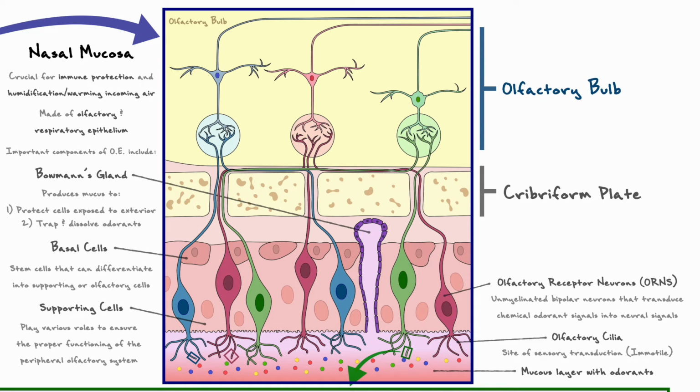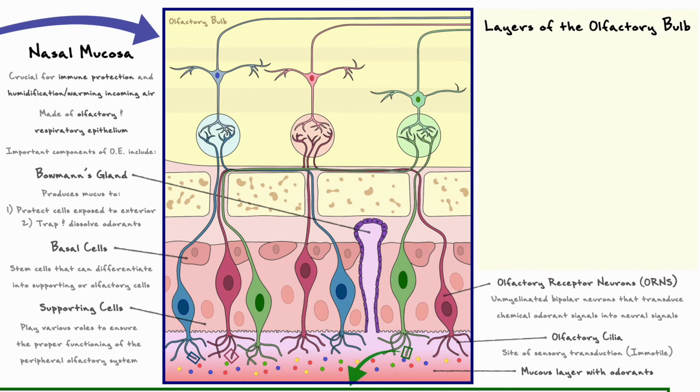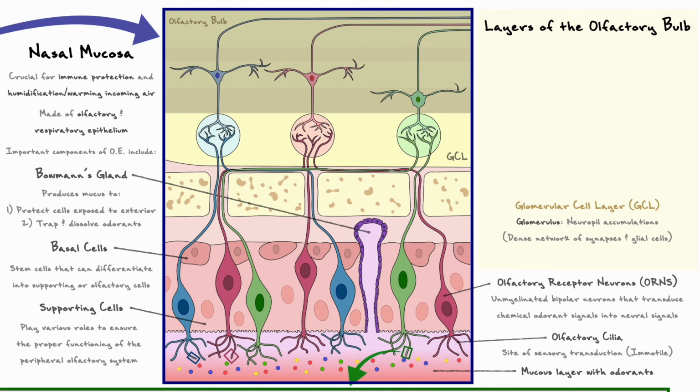It turns out that the olfactory bulb can be divided into 5 different layers that each process a specific function. The most external layer of the olfactory bulb is named the glomerular cell layer, and it is characterized by the fact that it contains structures known as glomeruli, or glomerulus in singular. In the diagram, each glomerulus is represented by a round circle, and that is because a glomerulus is simply an accumulation of neuropil, which is simply a dense network of synapses and glial cells.